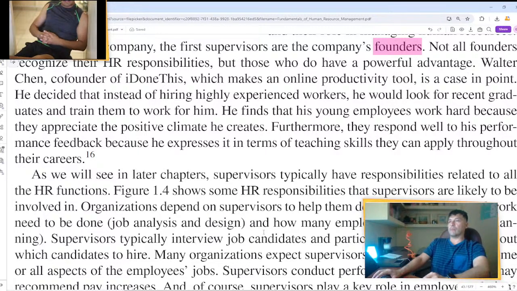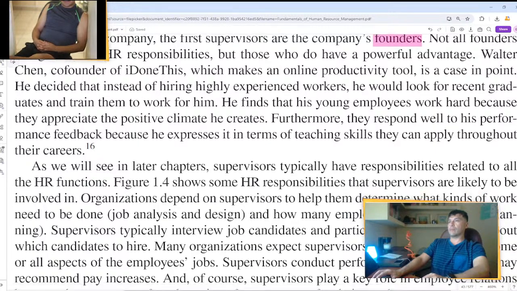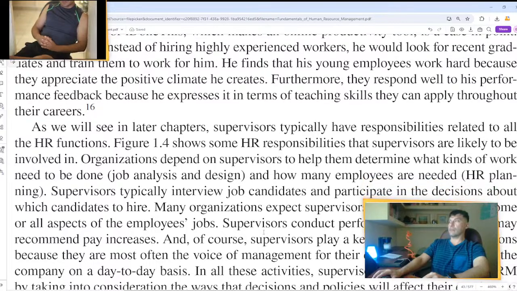As we will see in the chapter, supervisors typically have responsibilities related to all the HR functions. Figure 1.4 shows some HR responsibilities that supervisors are likely to be involved in.